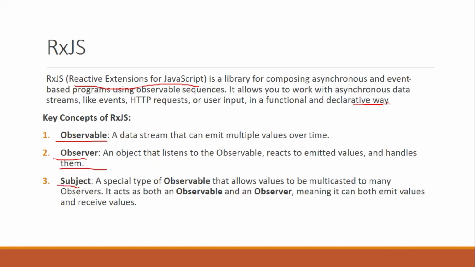Now let's talk about the subject. A subject is a type of observable that allows values to be multicasted to many observers, and it acts as both observable as well as observer. That means it can emit values as well as react on those values and handle them.